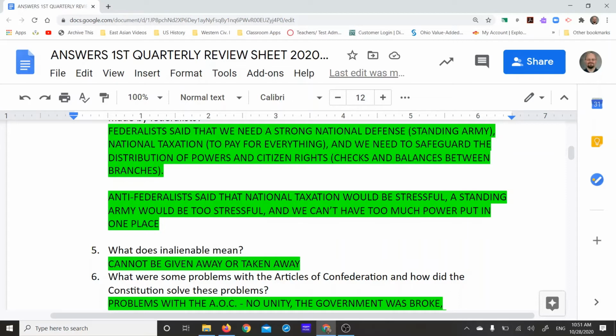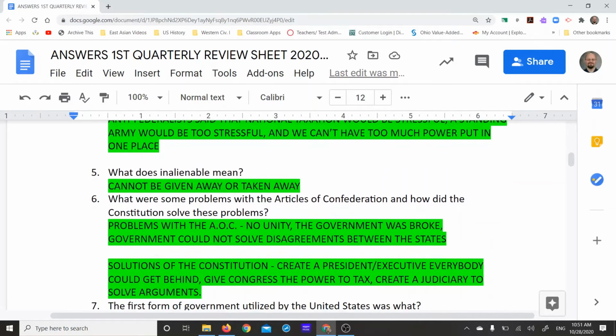What are some problems with the Articles of Confederation, and how did the Constitution solve those problems? So this, number 6, is connected to number 4 in a lot of ways. So problems with the Articles of Confederation. No unity. There was no unity. Infighting between the states was not uncommon. Government was broke. By broke, I mean had no money, no moolah, no dinero, no bank.